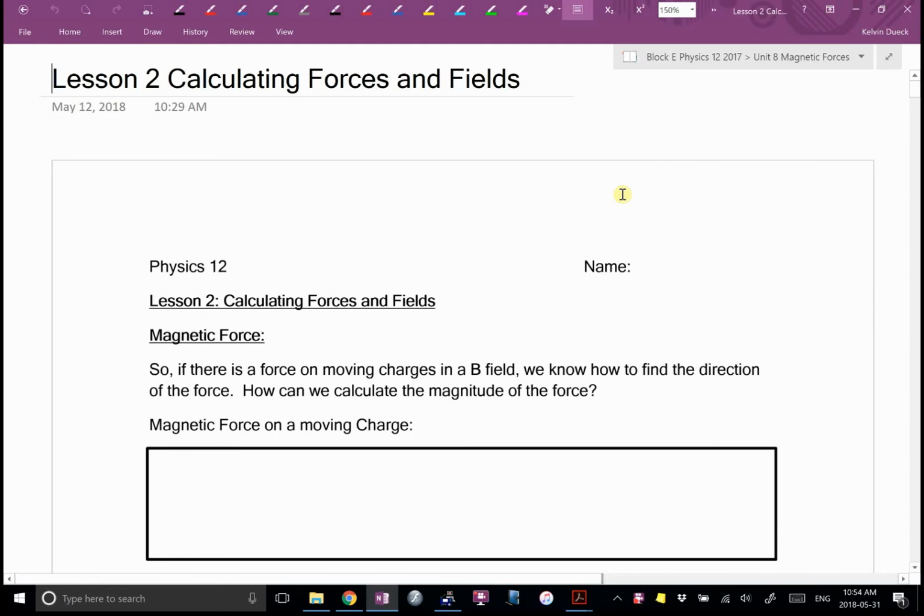So you're going to want your formula sheet out, and you're going to want your right hand ready. We're going to be doing a lot of combinations of stuff.